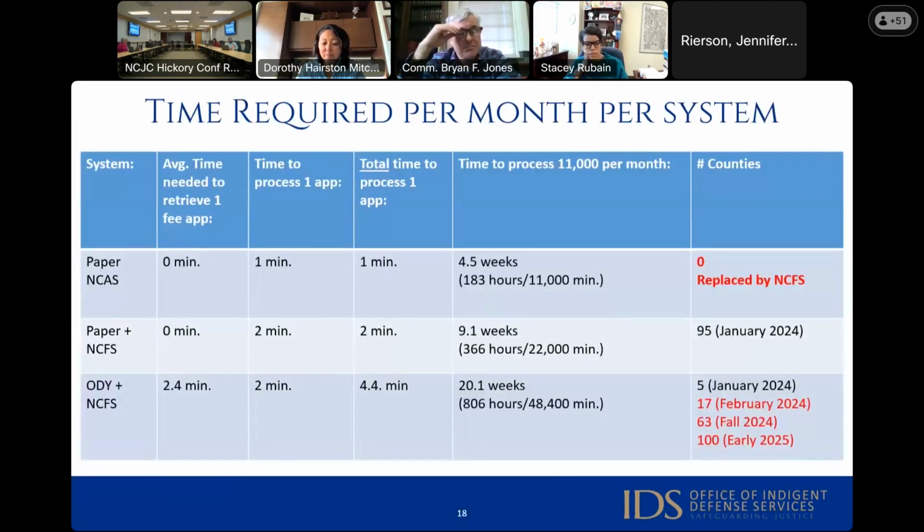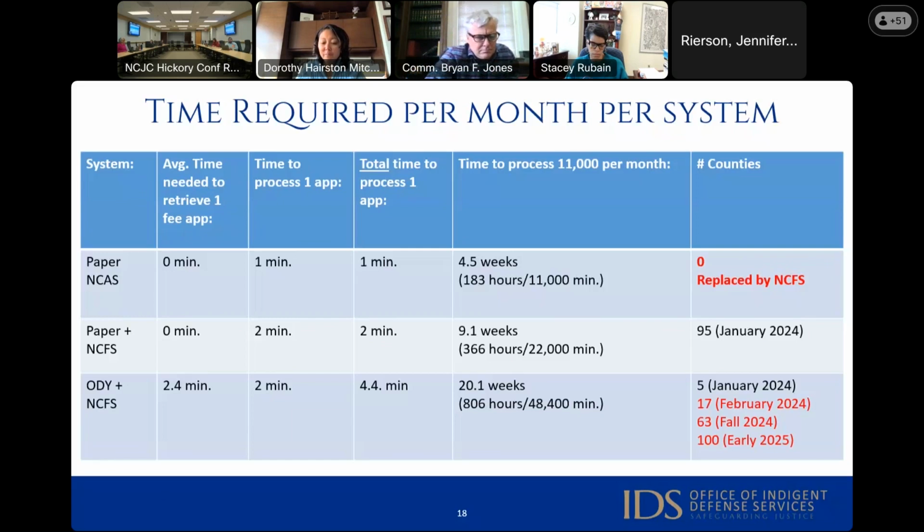This table gives the present status and a future forecast. The bottom line here is that what used to take 4 to 4.5 weeks in the old accounting system now takes us 9 weeks in the 95 non-eCourts counties. In the 5 eCourts counties, that same work takes 20 weeks. Those 5 eCourts counties will be 63 counties later this year, and next year it will be all 100 counties. This month, it's going to go from 5 counties to 17 counties. That's happening right now. If we don't act, today's crisis will be more than twice as bad next year.